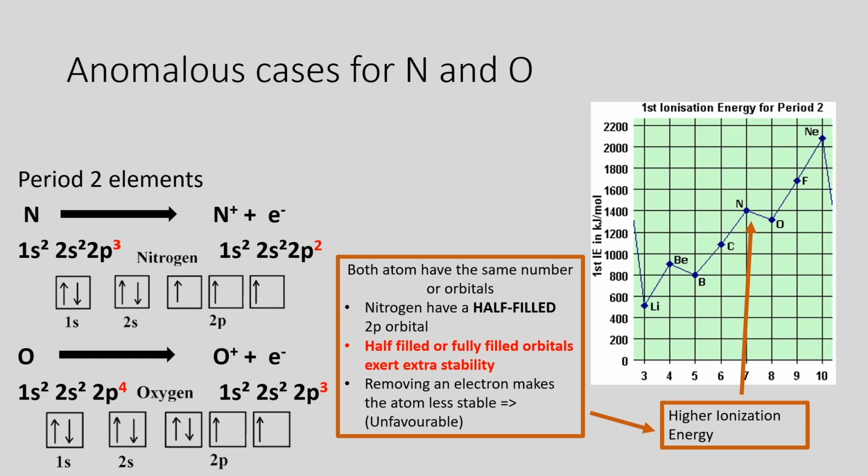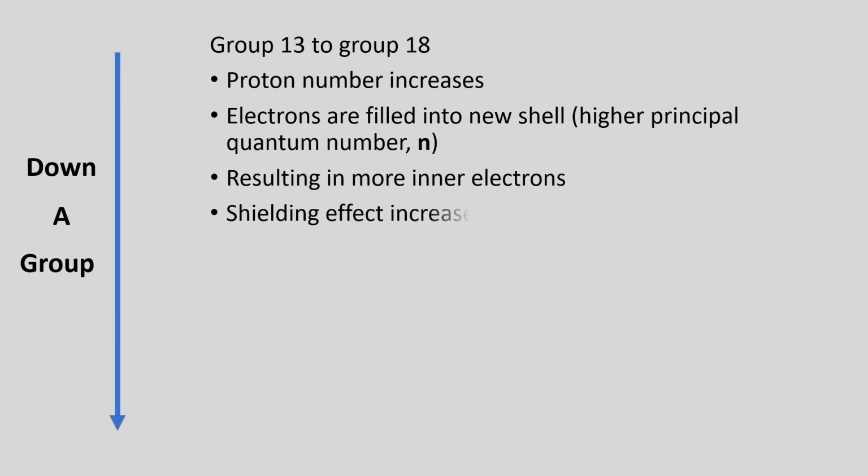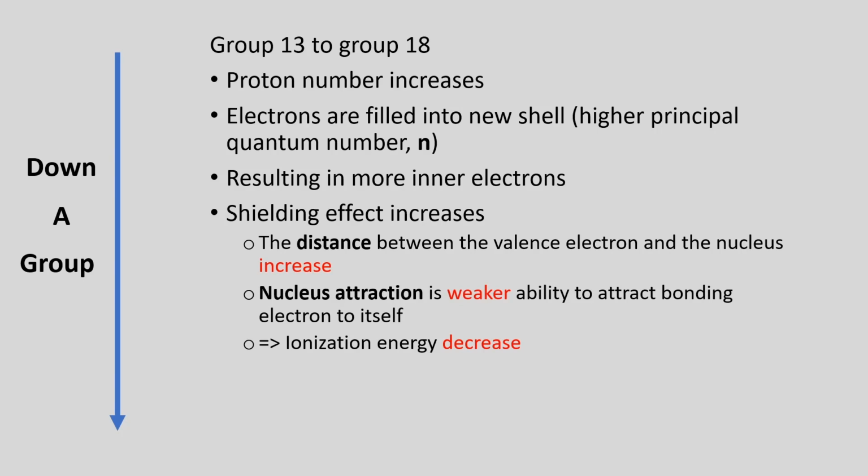Okay? So, kalau kita cerita down a group macam biasalah. Dia cuma across a period je kita ada anomalies. Down a group macam biasa. Proton number increase, electron field, and then shielding effects. Benda yang sama yang awak nak cerita dekat atomic radii bertambah. Okay?